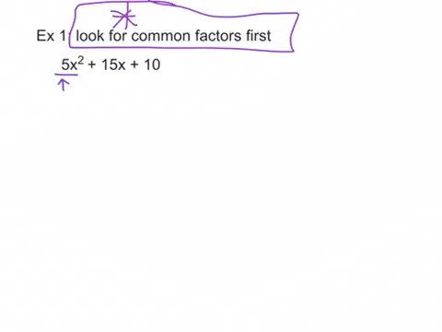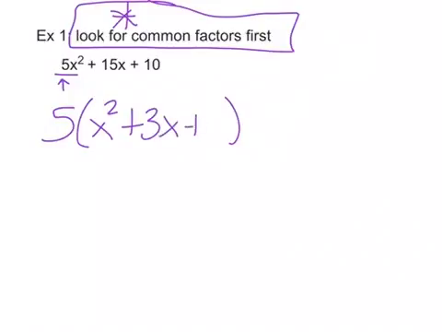If there is a number there other than 1, you ask yourself, do all 3 of my terms have anything in common? Is there anything I can pull out in front? In this case, I can pull out a 5. If I pull out a 5, I'm left with x squared plus 3x plus 2.